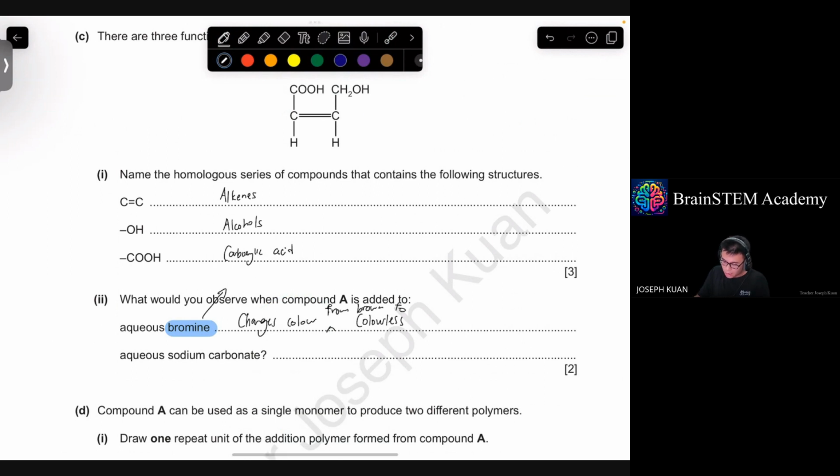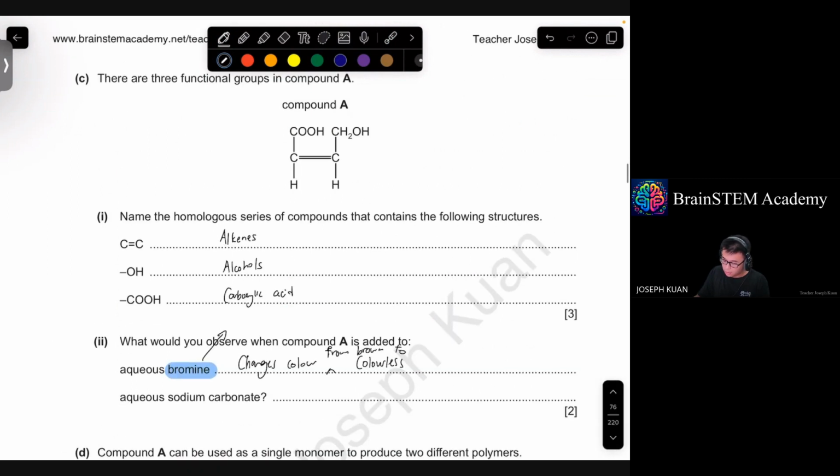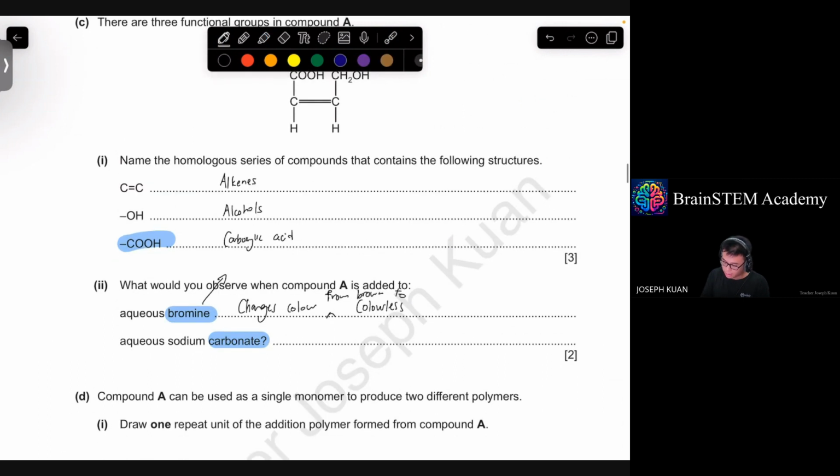And for aqueous sodium carbonate, because it's a carbonate salt, it reacts with acid, which is the carboxylic acid part, and that actually forms carbon dioxide. So what do you observe? You cannot mention carbon dioxide because you can't see carbon dioxide, but what you can see is effervescence.